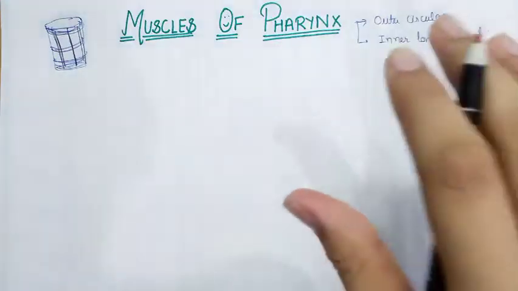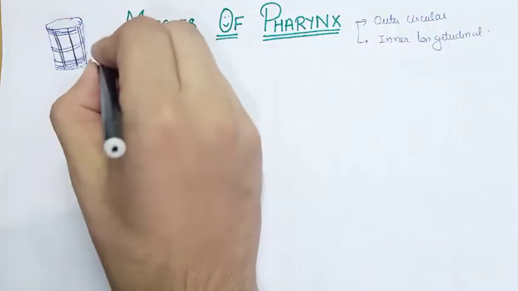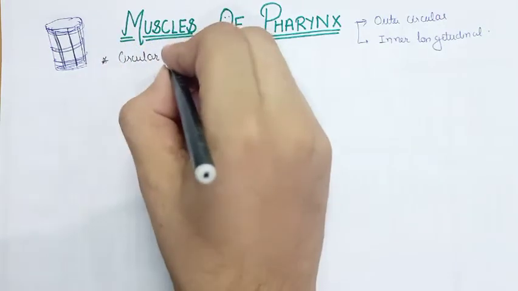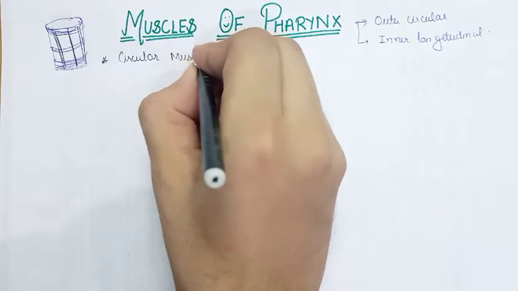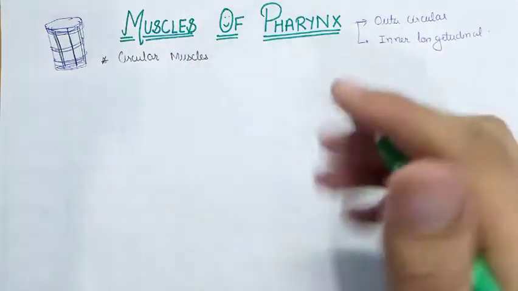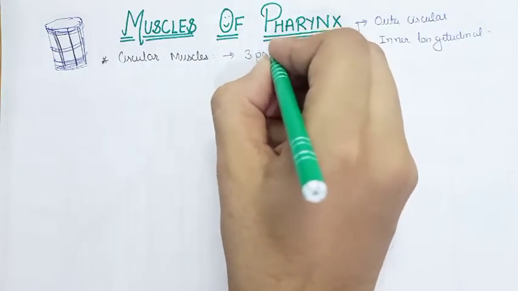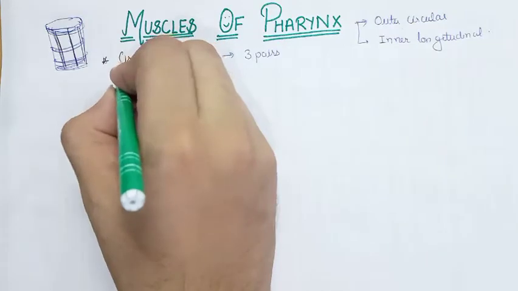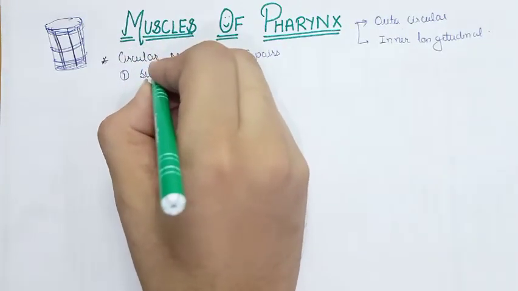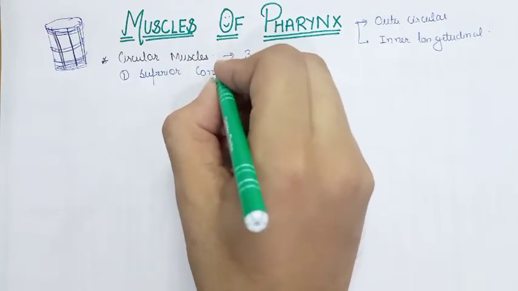So let's see what all these circular muscles and longitudinal muscles are. We have circular muscles, 3 pairs, meaning we have 3 sets, in total 6 muscles. So what are they? The first is the superior constrictor.